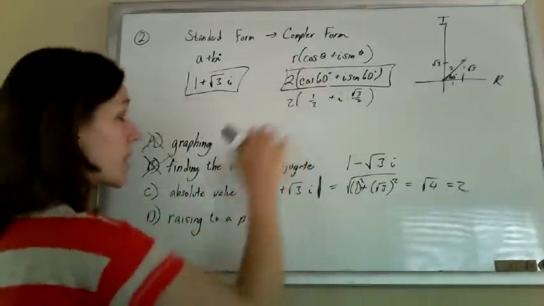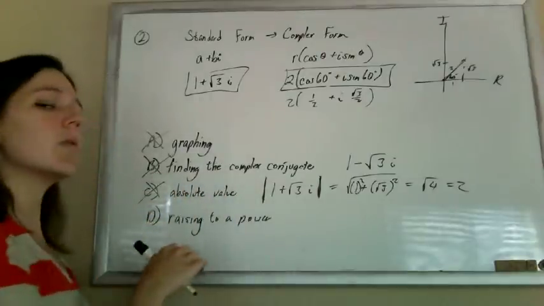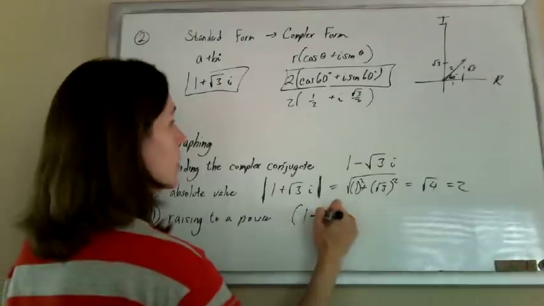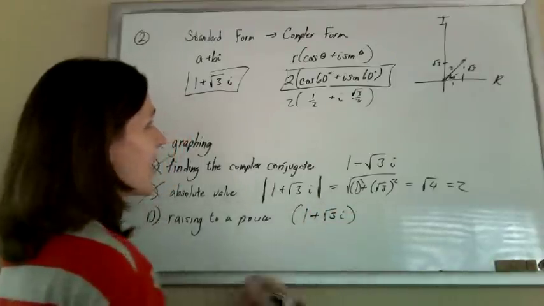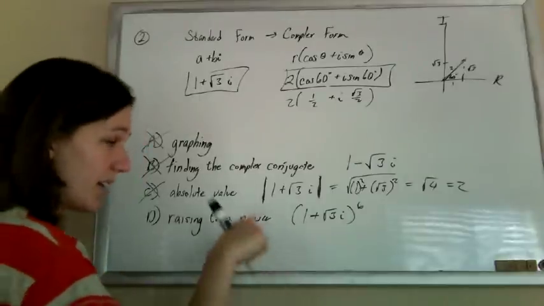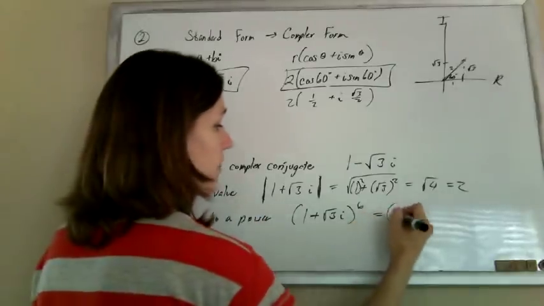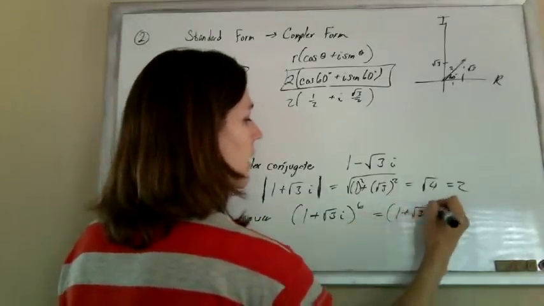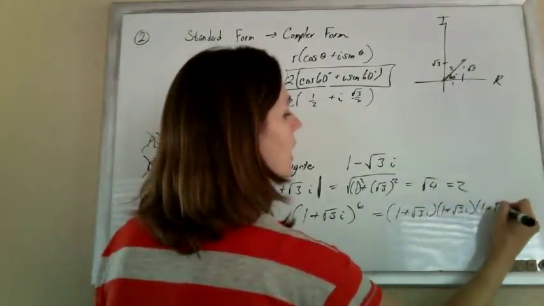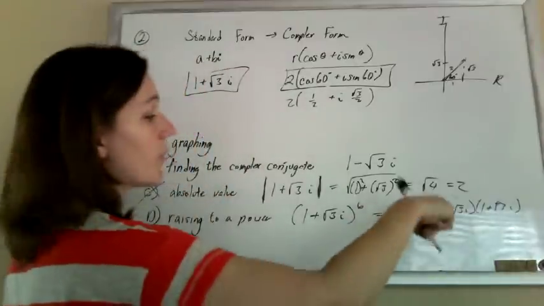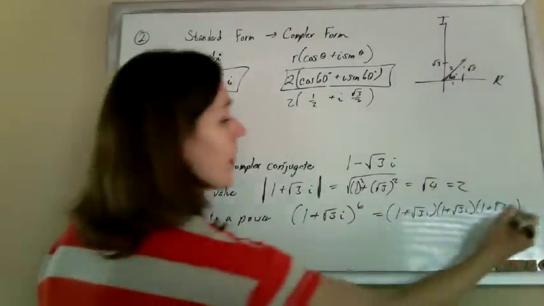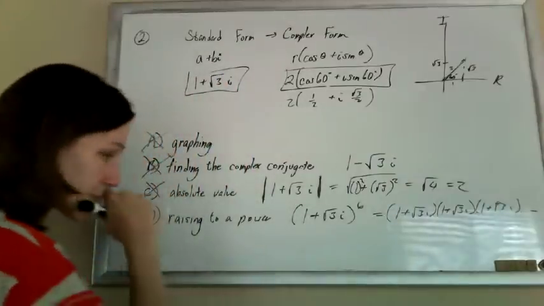What the heck is this wacky form used for? Ooh, perhaps raising to a power. What if I wanted to take 1 plus root 3i, and I wanted to take it to like the 6th power? In order to do that in this form, I would have to do 1 plus root 3i times 1 plus root 3i times 1 plus root 3i, etc. And FOIL, FOIL, FOIL, FOIL, FOIL. Oh god, pain in the butt, right? Don't want to do that.